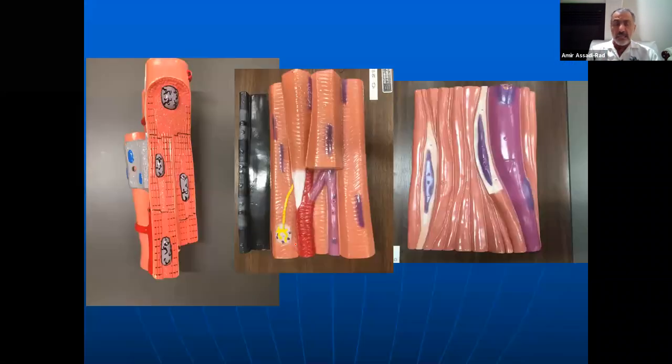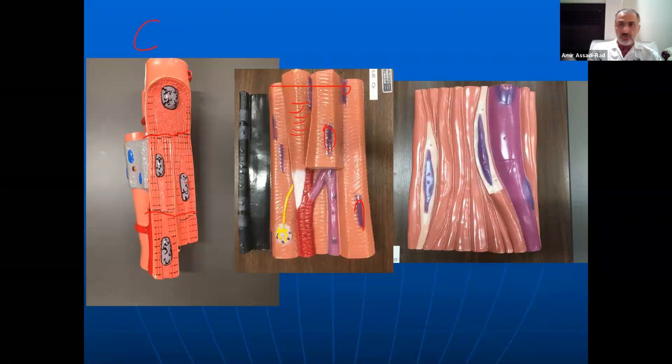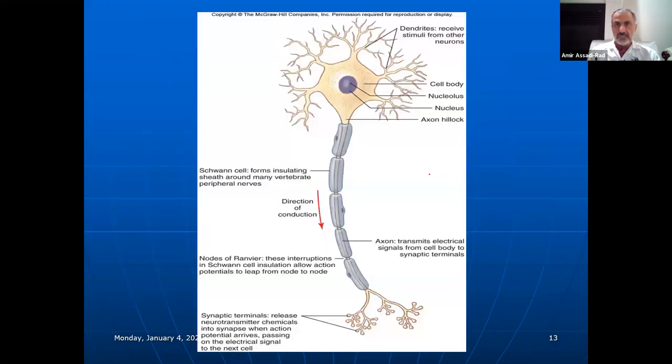And then here are the models we have in the lab. So here's a cardiac muscle and here's the intercalated disc. Here's another intercalated disc. The cells are branched. They have one nucleus or two per cell. This is skeletal muscle. You can see the striation and the nucleus is in the periphery. You have multinuclei. The smooth muscle, there is no striation, skeletal, and then smooth, okay? And they have one nucleus per cell. I hope I explained it.